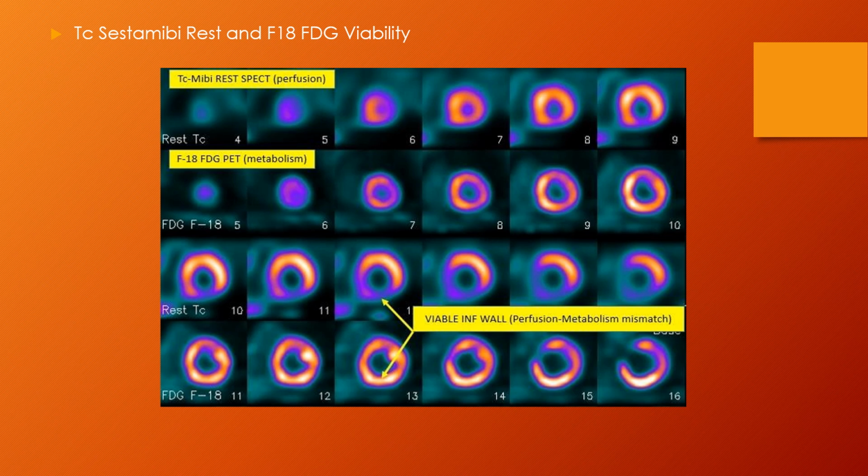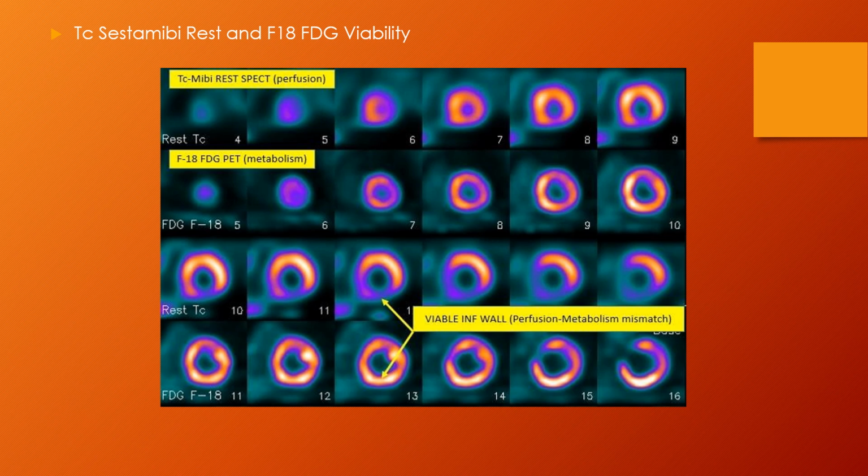So this is an example of a Tc sestamibi rest with an F18 viability. You'll see that in the second row here, or the third and fourth row, there is a pretty significant inferior septal defect, and that does perfuse and fill in with the viability study. This is a perfusion metabolism mismatch, and this is a good thing. This means that the heart wall is viable, and this patient would benefit from revascularization measures.